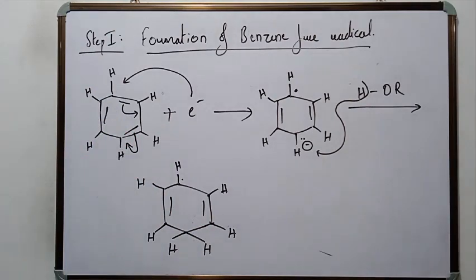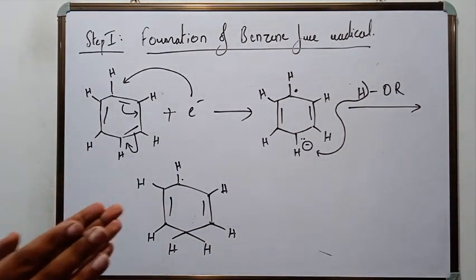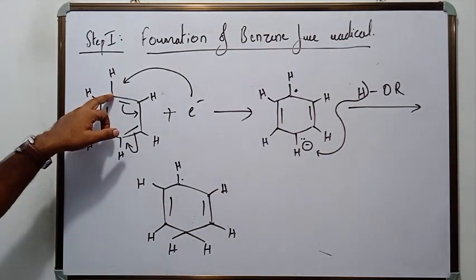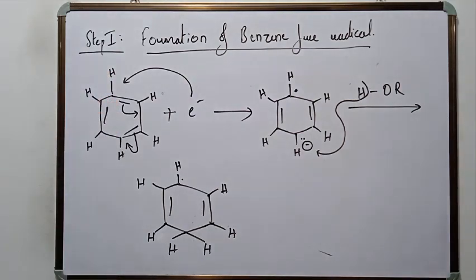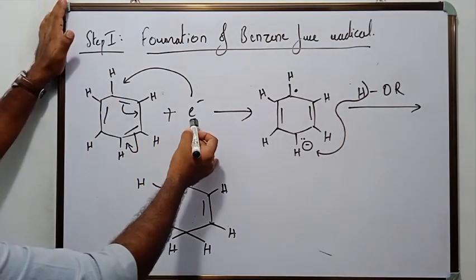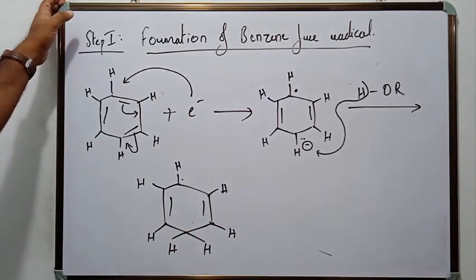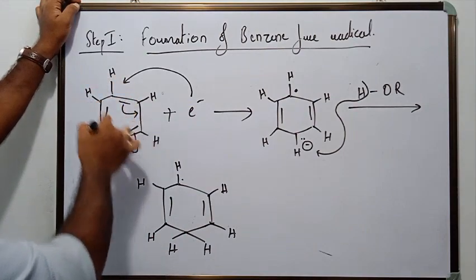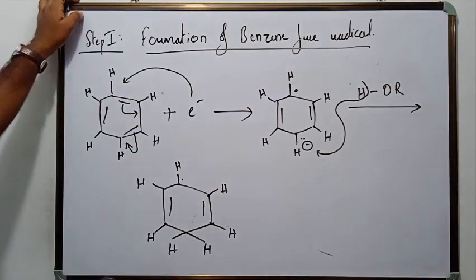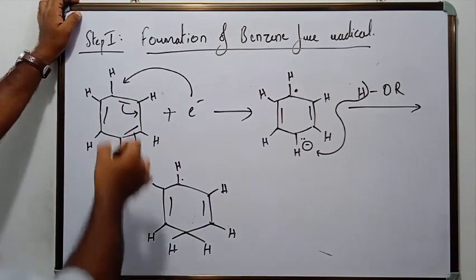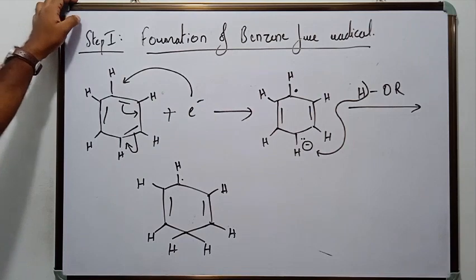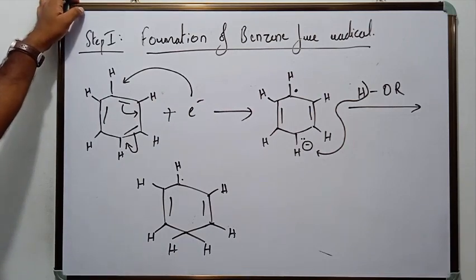It attacks the benzene ring. Now the question is, at which position does it attack the benzene ring? That is a question. And why should it attack carbon? Why not hydrogen? This is the question. Dear students, see, the electron just wants a nucleus. There are 12 nuclei here. Two kinds of nuclei are there. One is the carbon nucleus and one is the hydrogen nucleus. Which nucleus will the electron attack? The answer is, it will attack the more powerful nucleus.